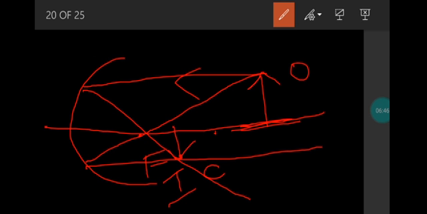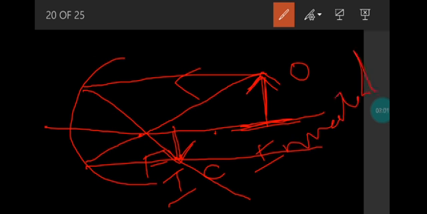Now look at this. A concave mirror is giving you a real image which is in front of the mirror, right? And it is inverted. Okay, which is inverted. That means this is O dash, inverted in the sense this is O dash and O, reverse matter.